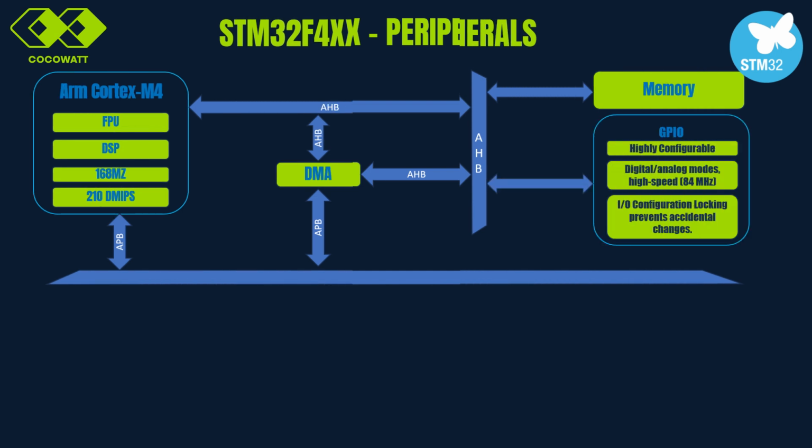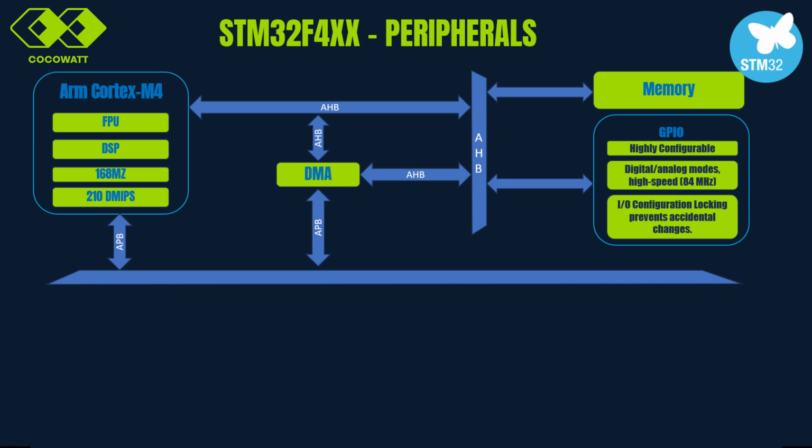The STM32's GPIOs are highly configurable. They can be set as outputs with push-pull or open-drain, or as inputs with floating, pull-up, or pull-down resistors. Most GPIO pins can also be configured for digital or analog peripheral functions. With high current capability, they support high-speed toggling up to 84 MHz. Plus, the I/O configuration locking feature prevents accidental changes to GPIO configurations.